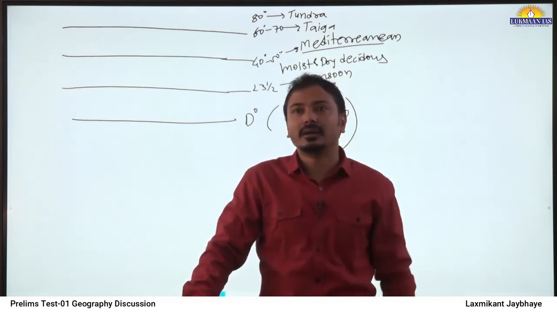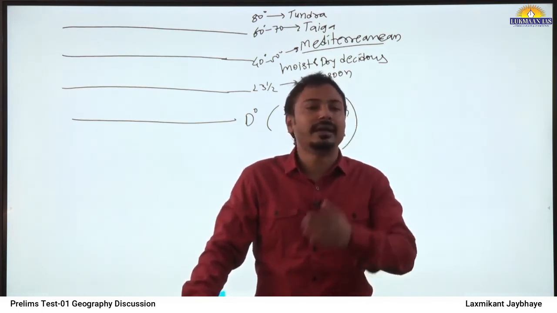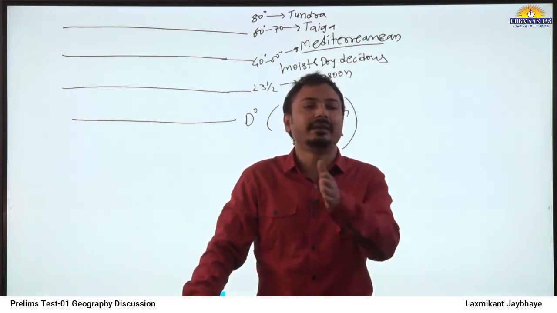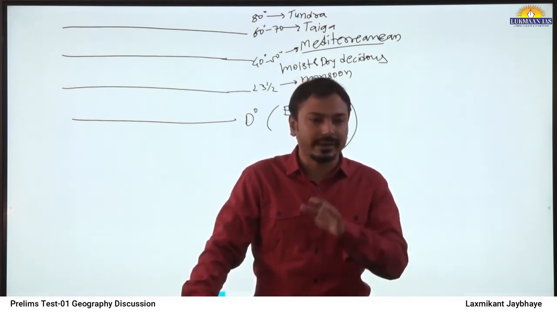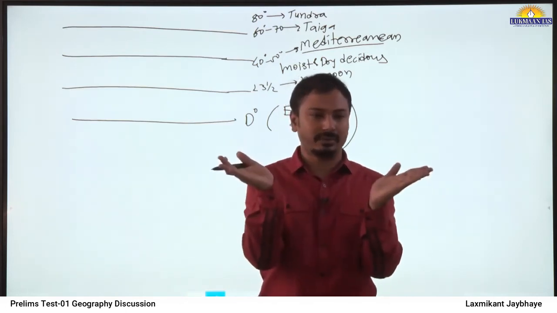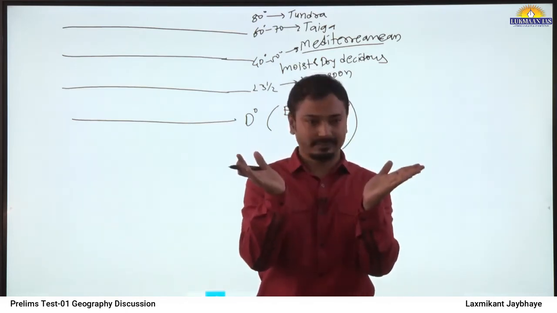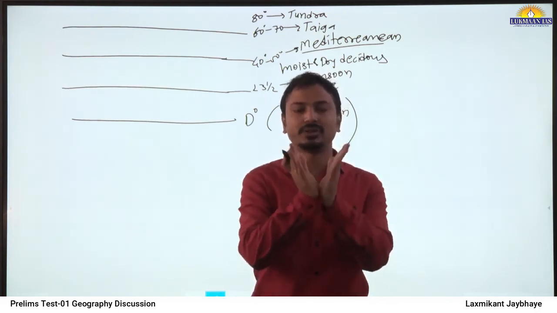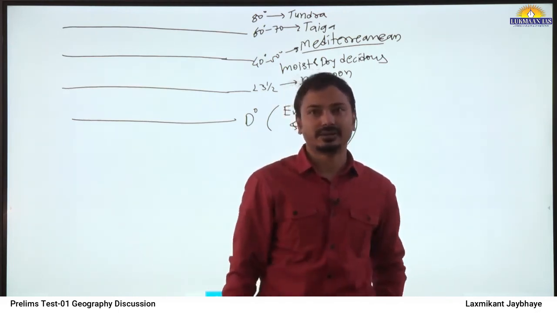But the shallow focus earthquakes are up to 70, 80, 100 or maximum 200 kilometer depth, and they are largely found when there is a divergent plate boundary, mid-oceanic region. Right, mid-oceanic region. So there we find the shallow focus earthquake.